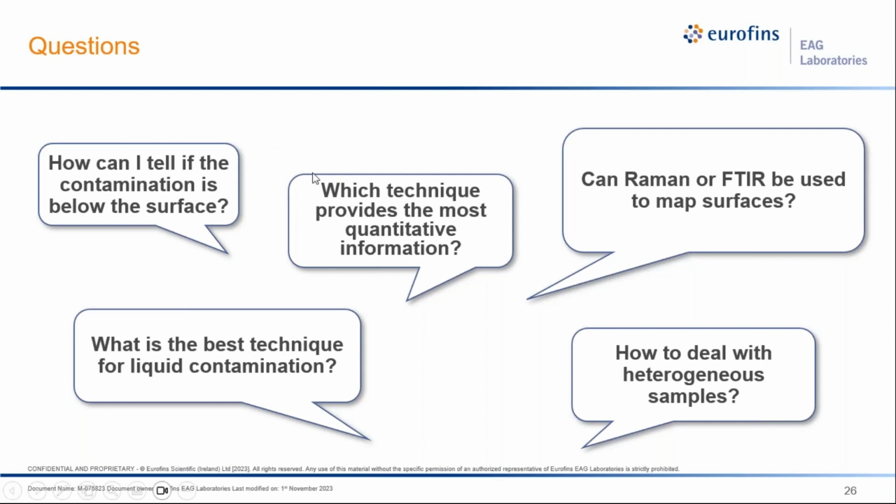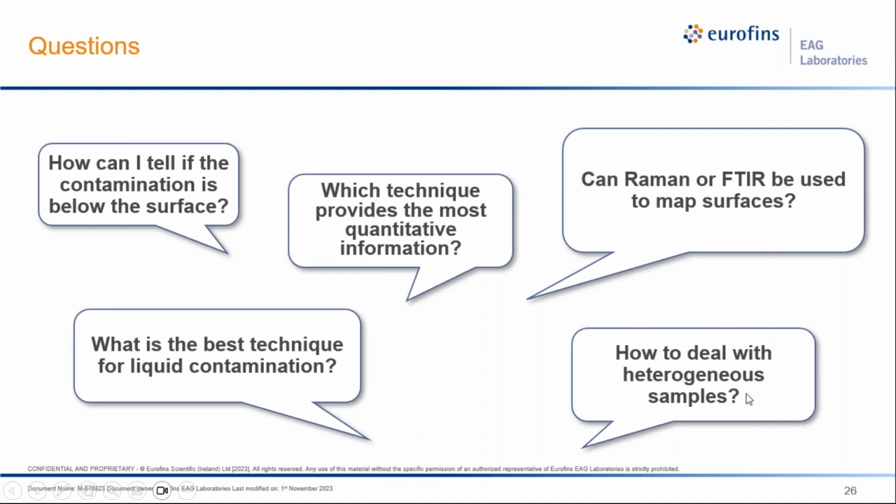Which technique provides the most quantitative information? For that, I would say GC is definitely the most quantitative, although Raman, FTIR, NanoIR, they all can be made quantitative by using standards. Yes, both FTIR and Raman can be used to map surfaces, but Raman, we have a lot of experience with mapping with Raman.